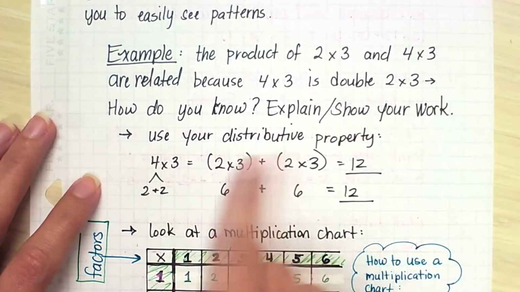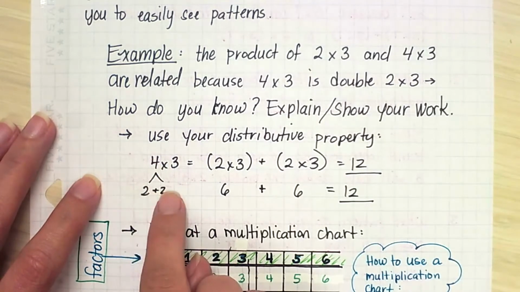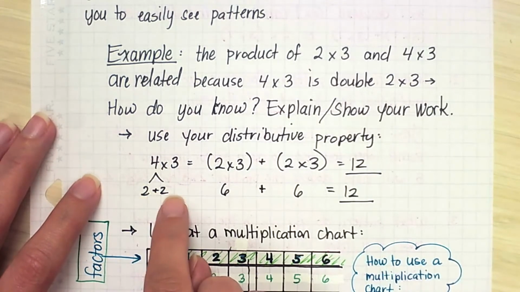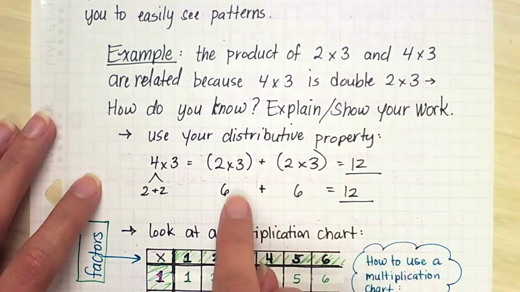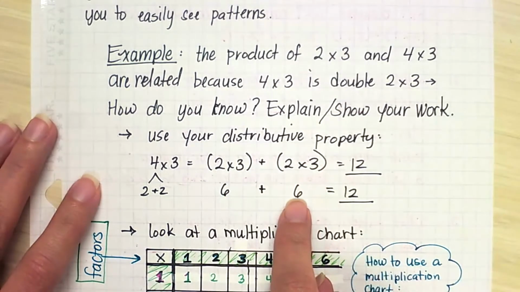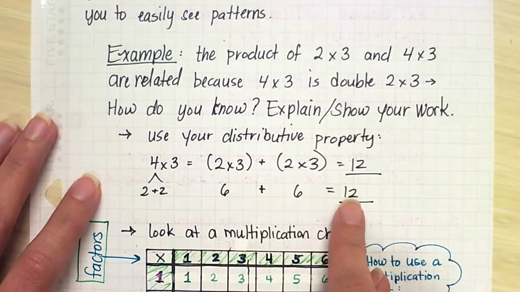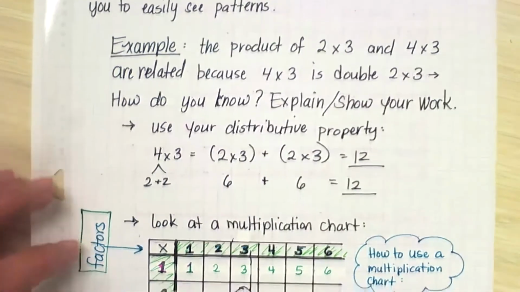So I can use the distributive property to show 4 times 3, where I take the 4 and I break it apart into 2 plus 2. So this becomes 2 times 3 plus another 2 times 3. I know 2 times 3 is 6, plus another 2 times 3 is another 6. 6 plus 6 gives me 12. So 4 times 3 is also going to be equal to 12.